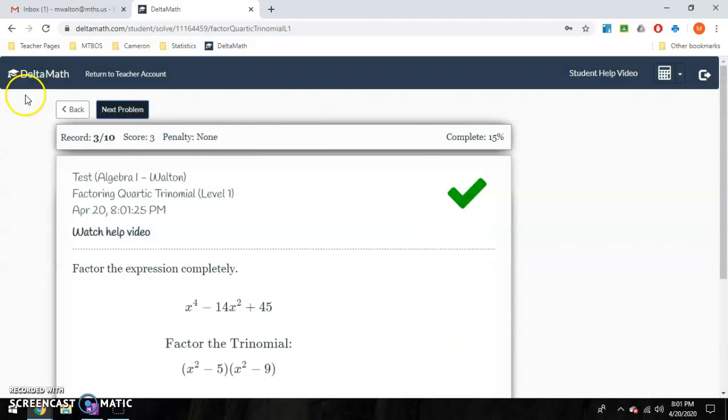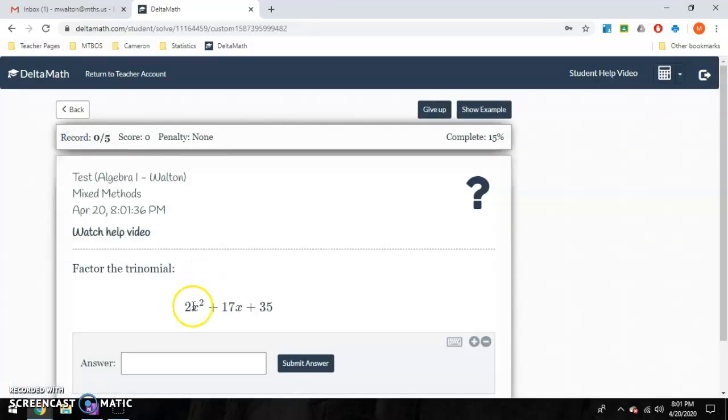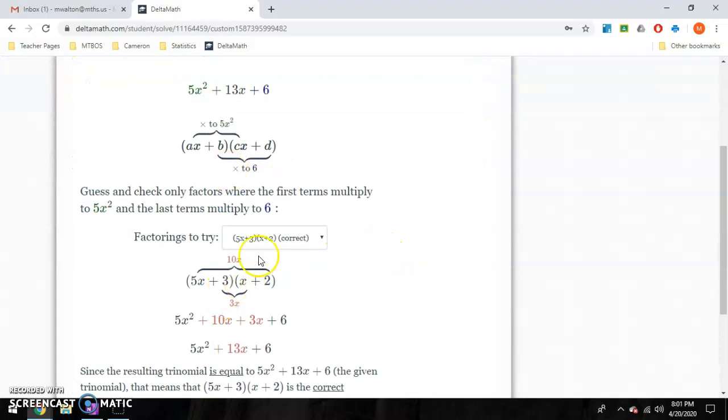And there you go. All right, so your work today is to finish these 10 problems like that, and then you will have 5 that are mixed methods that go all the way back from the very, very beginning. And don't forget, if you forget how to do a certain problem, you can always click show an example, and they will help you out.